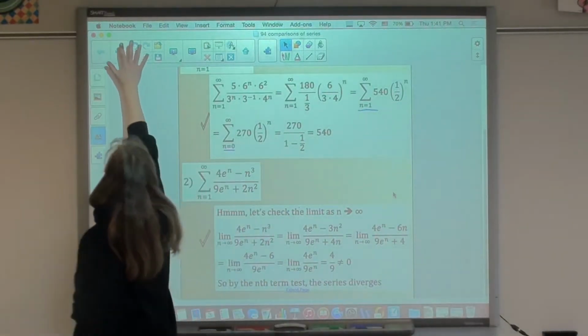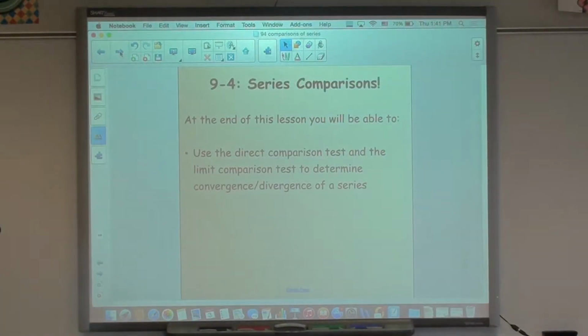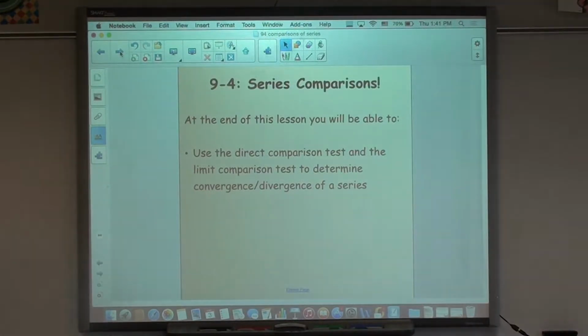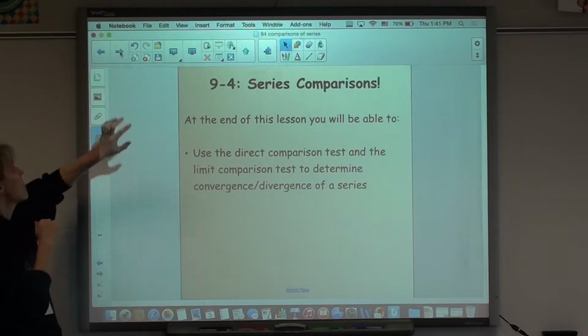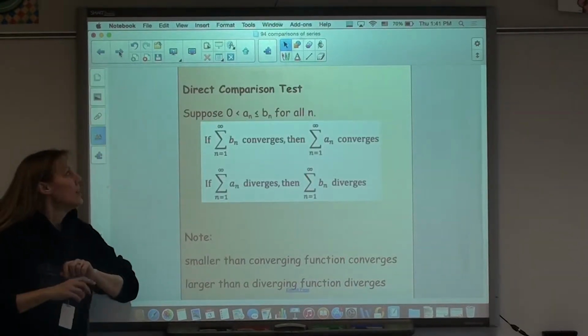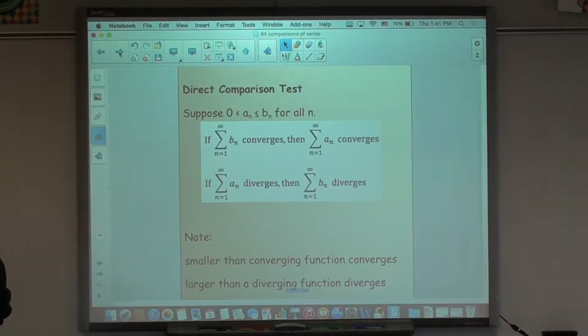All right, moving on. So today we are going to learn 2 new tests. We're learning the direct comparison test and the limit comparison test. So this is section 9.4. We're going to start with the direct comparison test.